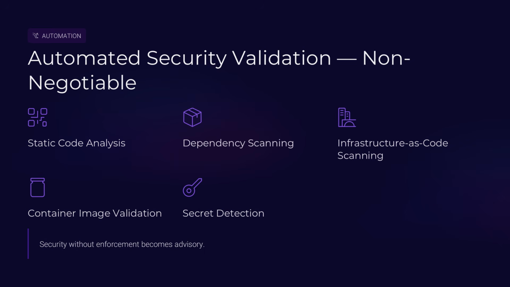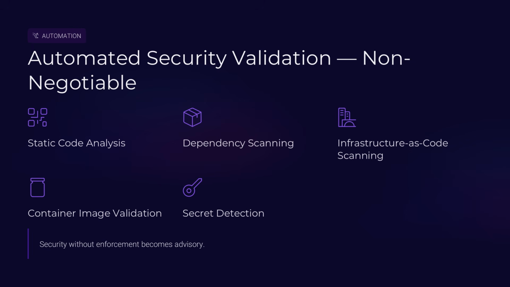Manual security review does not scale in modern development. You must require automated validation embedded into pipelines. That includes static code analysis, dependency vulnerability scanning, infrastructure as code scanning, container image validation, secret detection. Automation ensures consistency. It reduces reliance on individual diligence. It provides measurable visibility.